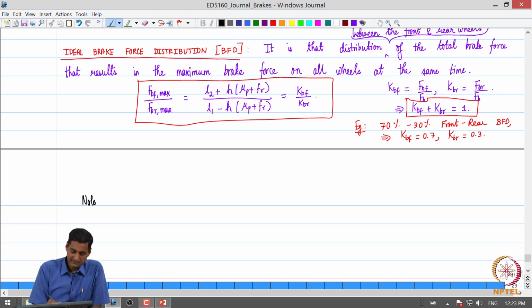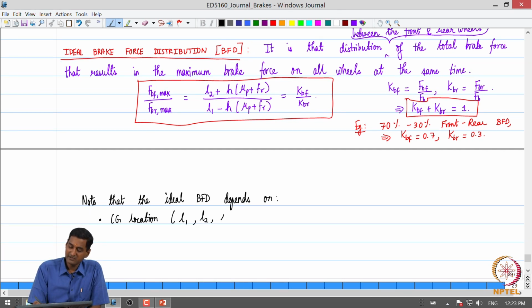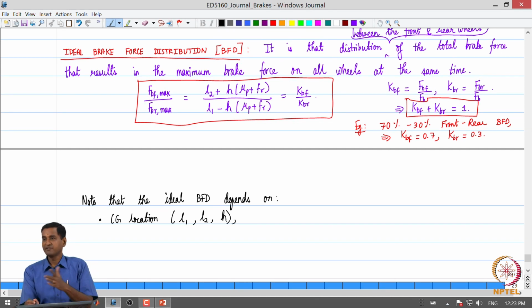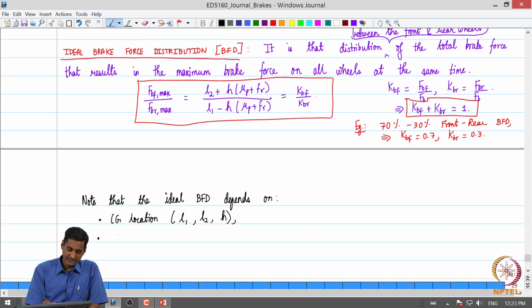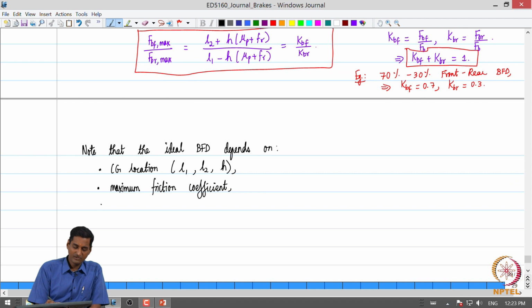note that the ideal BFD depends on the CG location, because you can observe that in the equation we have L1, L2, H. So, that is going to affect the ideal brake force distribution. It is dependent on the maximum friction coefficient mu P and to a lesser extent the rolling distance coefficient.